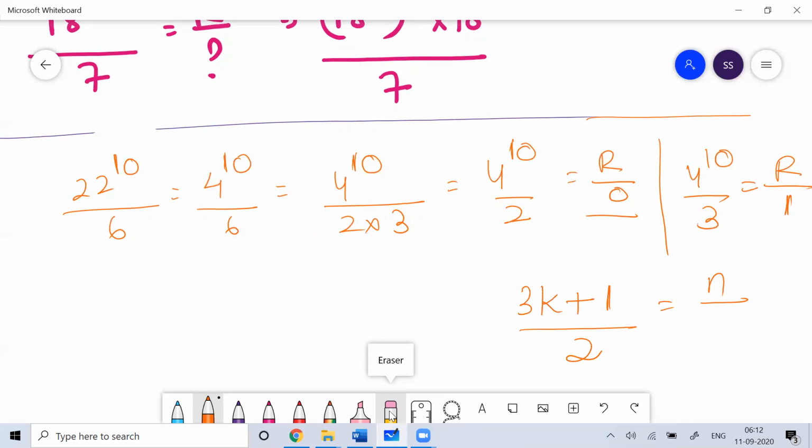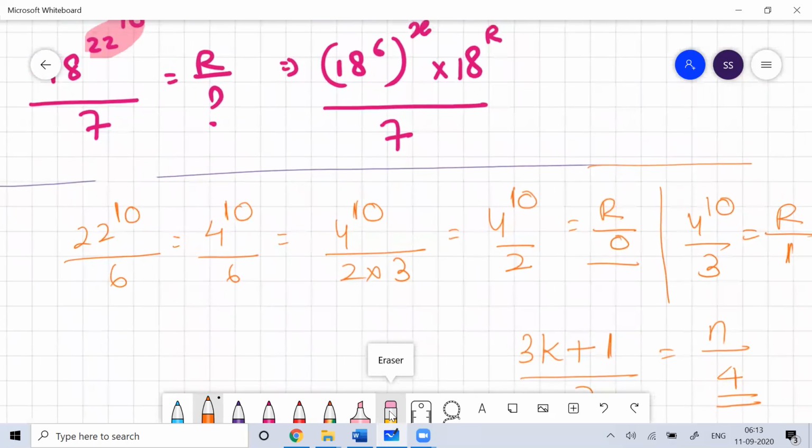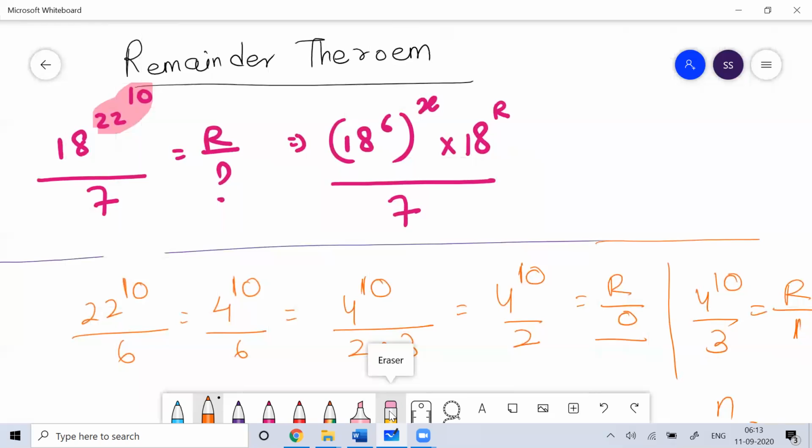If I take k as 1, so 3 plus 1, you get 4. So you got a number called 4, and 4 is divisible by 2. That way you can think of this value. So the possible value of n here, the remainder, is basically 4. So you can put that 4 here.